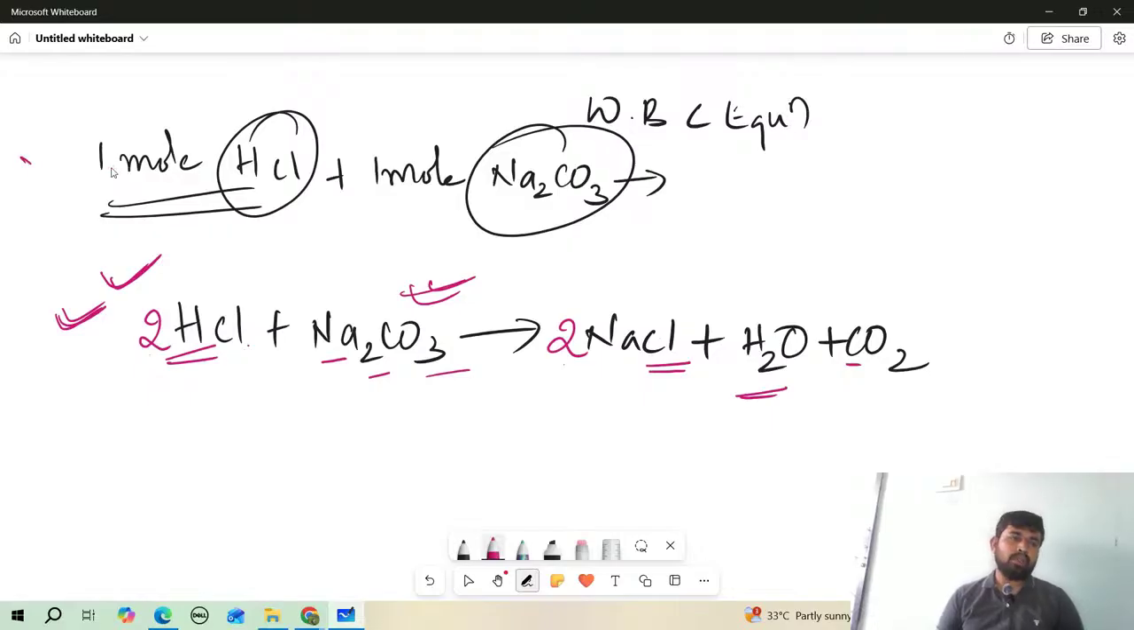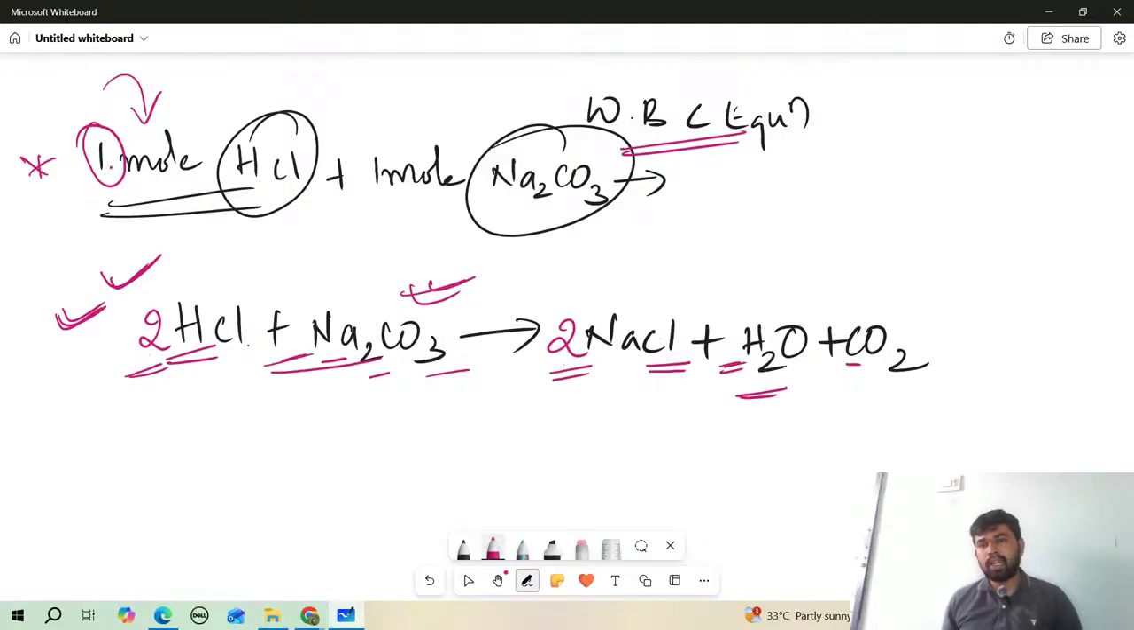But in this question, you see they are asking to write the balanced chemical equation when 1 mole is reacting. So what does 1 mole mean? Before every compound there is a place called the coefficient place, and this coefficient represents the number of moles, number of molecules, volumes and all. That's why you try to think here.